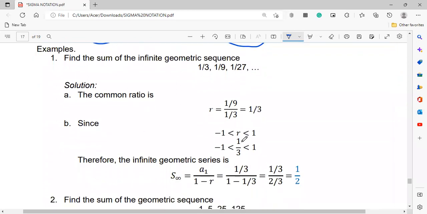So, for example, we're going to find the infinite geometric series of this. We notice that there is an ellipsis suggesting infinite. We divide the second term by the first term, or the third term by the second term, still gives us 1/3. And since the ratio is between -1 and 1, then we can get the infinite geometric series by substituting the first term 1/3 divided by 1 minus the common ratio 1/3, which gives us 1/3 divided by 2/3. The answer is 1/2.